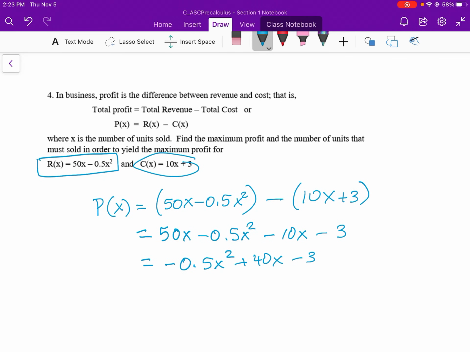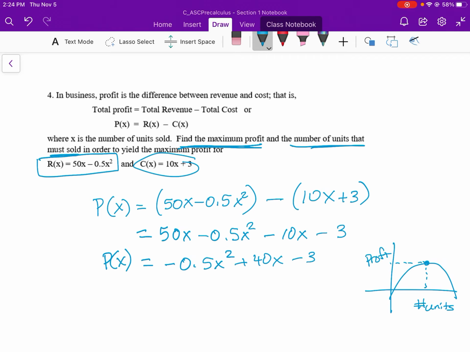So the question is, find the maximum profit, that's my y value, and the number of units that must be sold, that must be x. Notice again, this is an upside down parabola, or a parabola that opens down. X is the number of units, and y is my profit. So I'm looking for my vertex again. Surprise, surprise. So my maximum profit happens when x equals -b over 2a. So -40 over 2 times -0.5 gives me just 40.